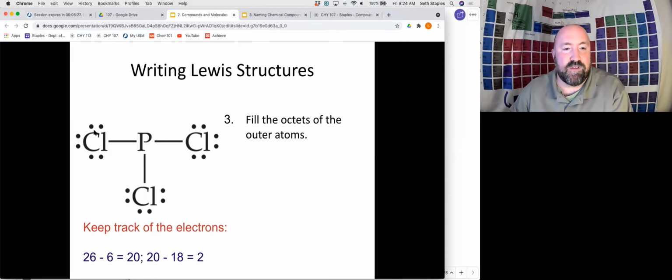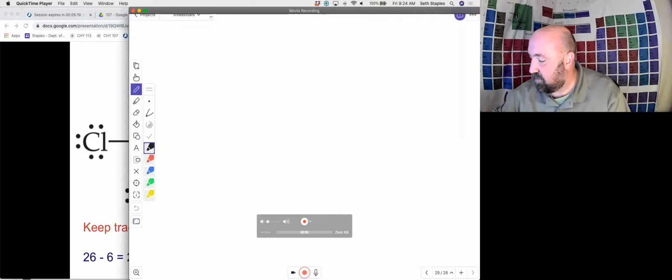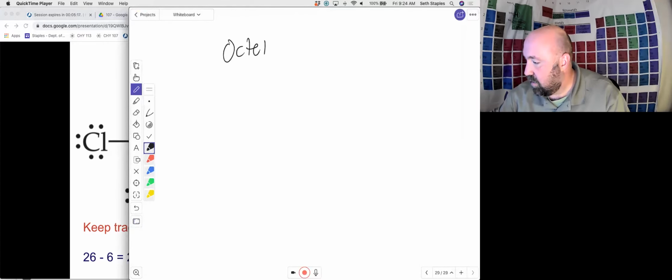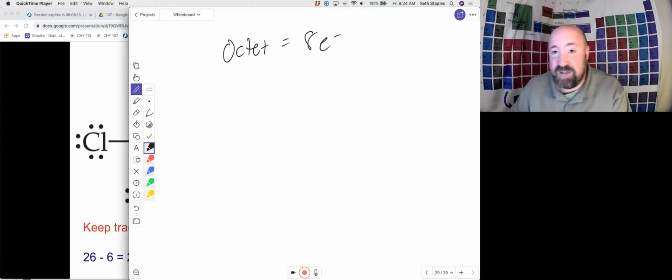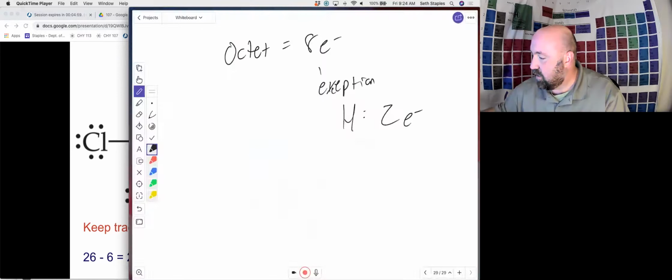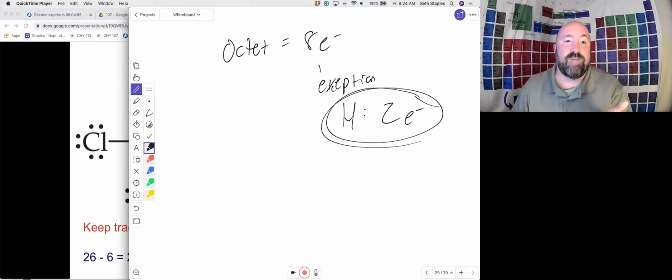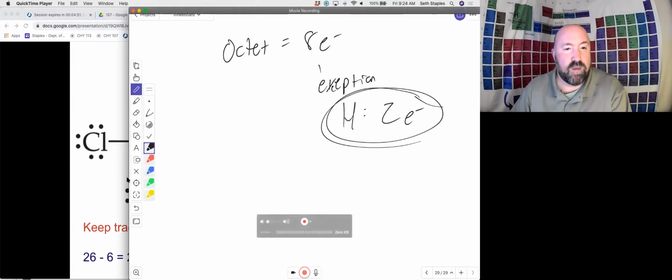We're going to place those by now filling the octets of other atoms. An octet, as the name implies, especially when you're doing Lewis structures, means that you have 8 electrons. So every atom wants to have 8 electrons around it. The exception is for hydrogen. Hydrogen will only ever fit 2 electrons around it, ever, ever, ever. So an octet for hydrogen really means 2. So keep that in mind.